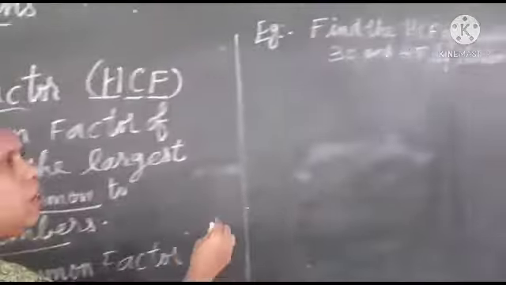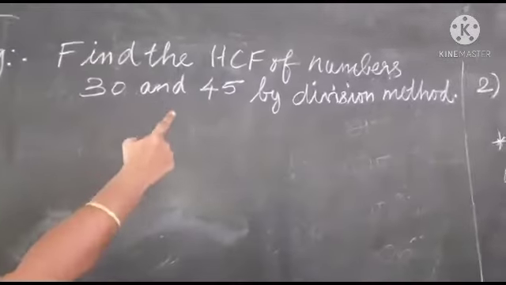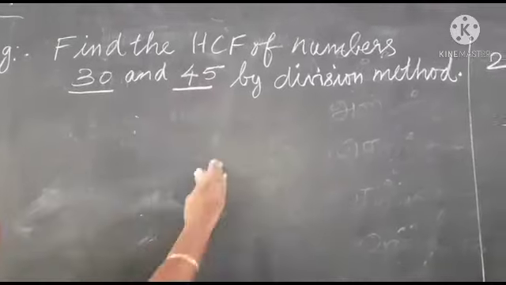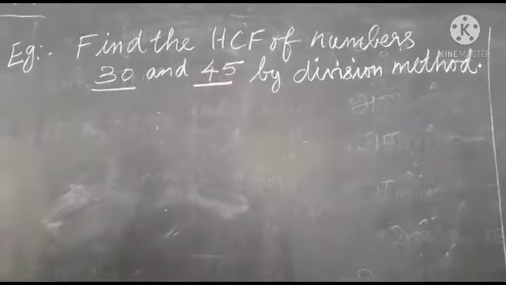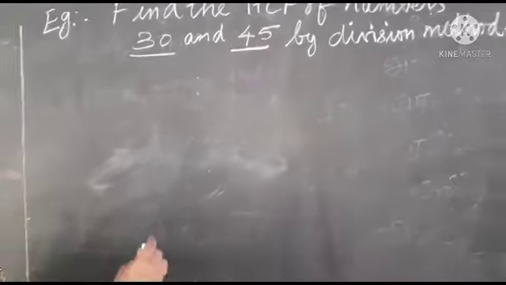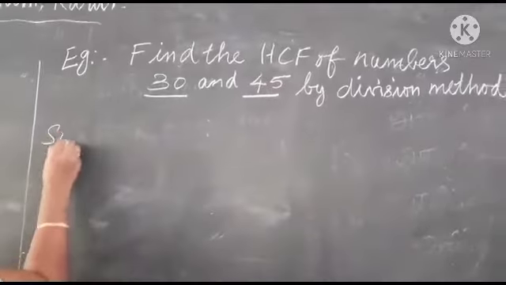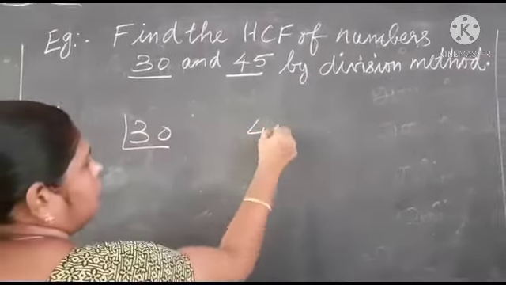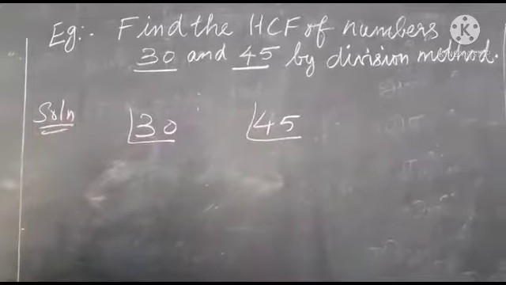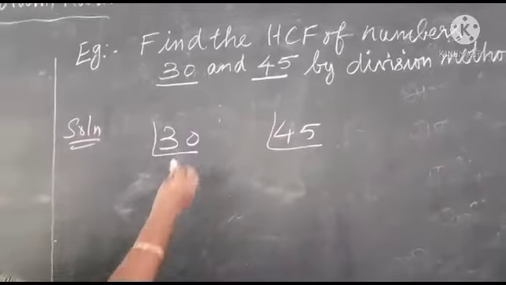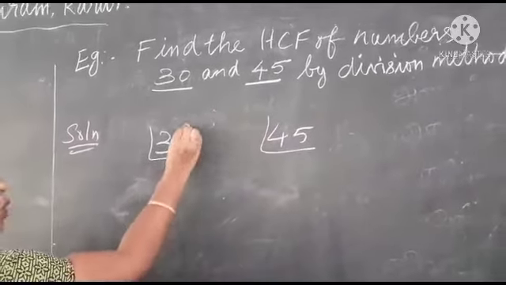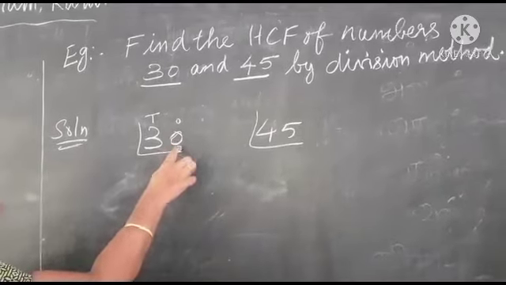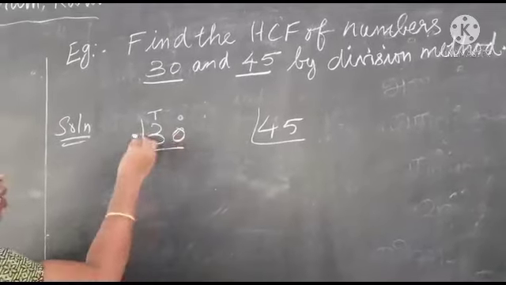For example, we see one sum: find the highest common factor, HCF, of the numbers 30 and 45 by the division method. Already you know the division method. Now I do it, children. See, write the number first, 30 and then 45. So this is called prime factorization. First you check the number's ones place and tens place. The ones place is 0, so it is an even number, so the factor will be 2.